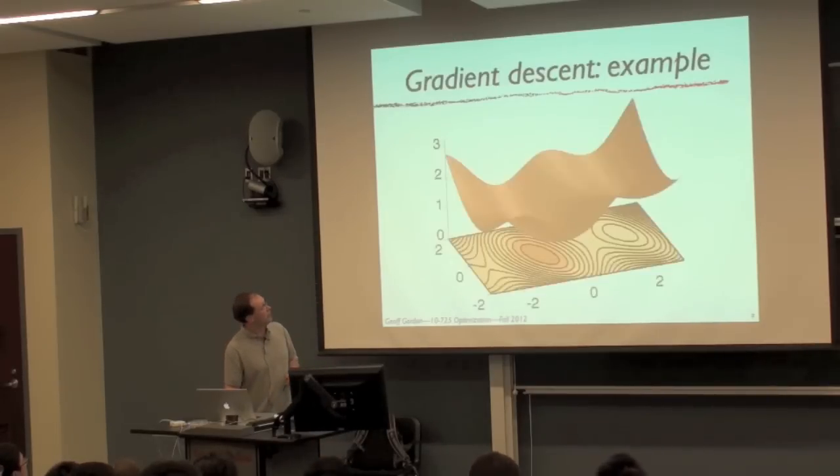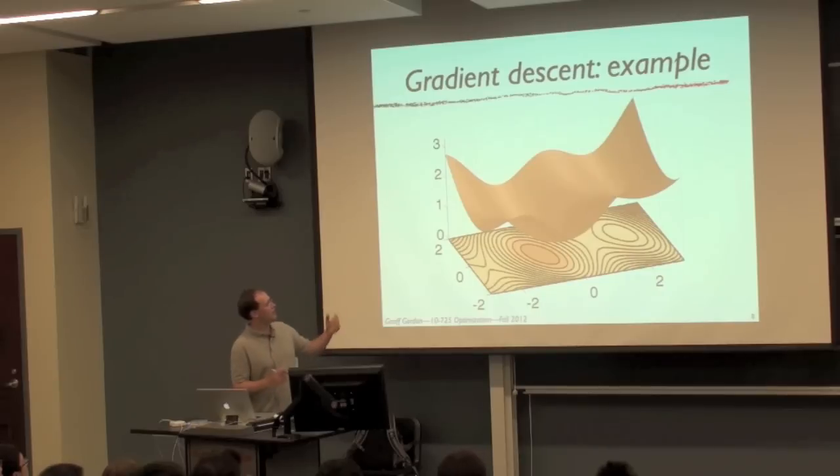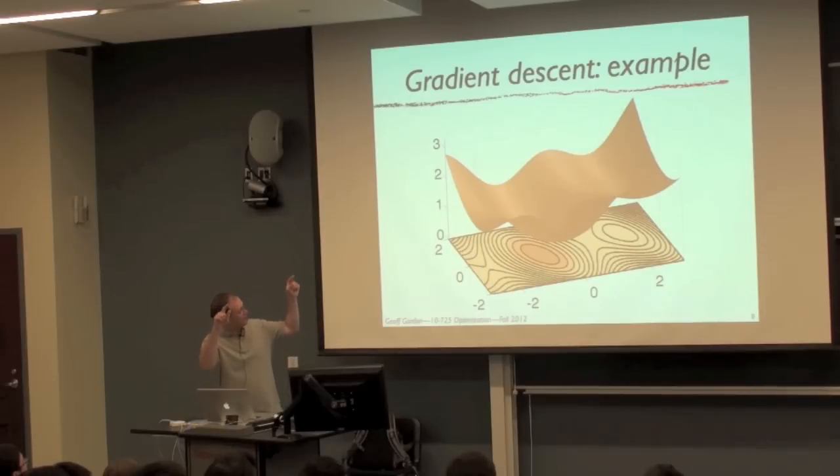All right? So here's an example of gradient descent. So here's a random function that I just coded up in MATLAB, right? So it's sort of got some two dips next to each other, right? And there's a contour plot at the bottom.